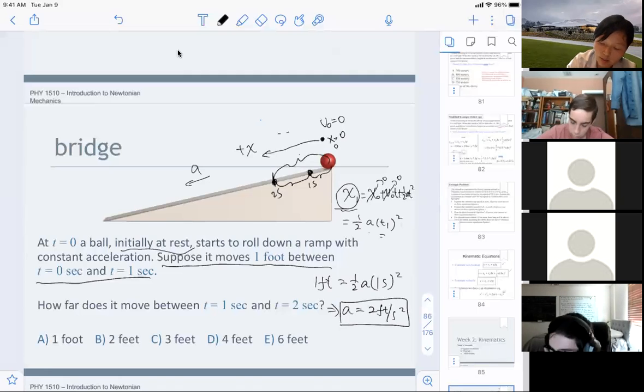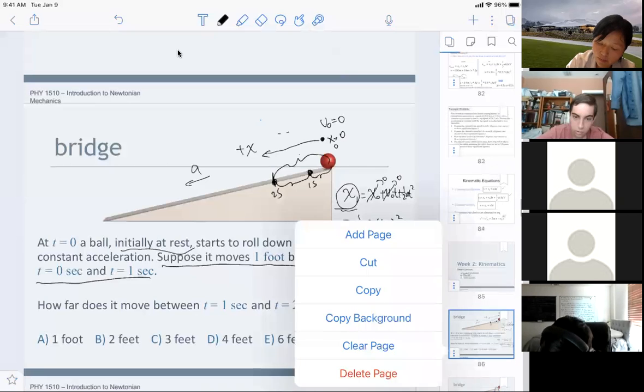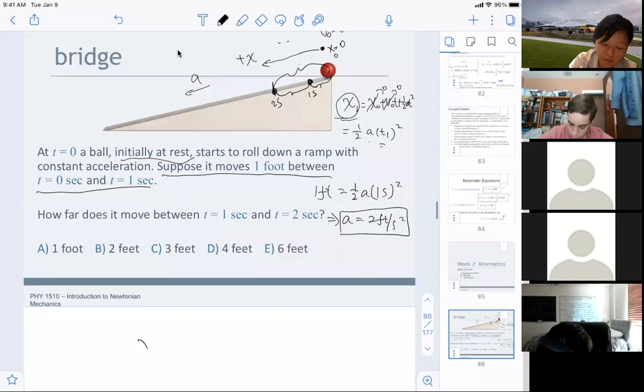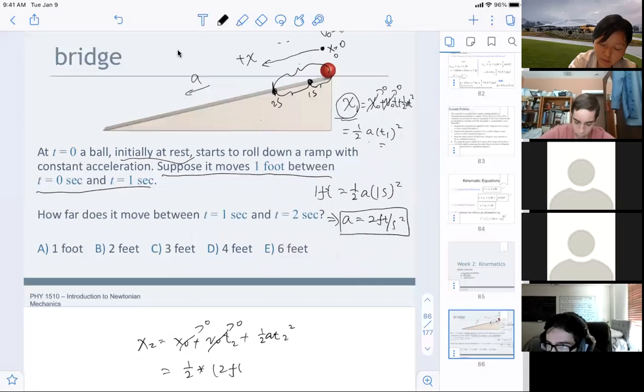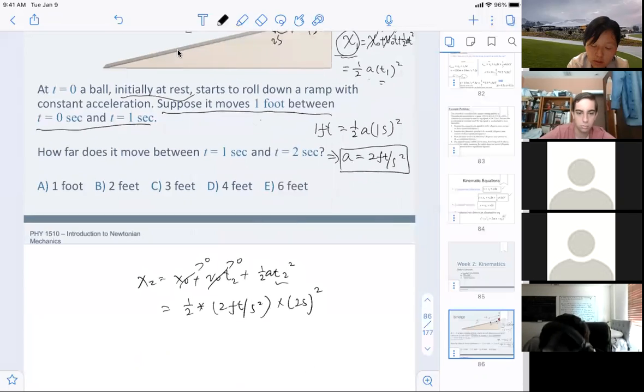So I'm going to do x2 equals x0 plus v0 t plus 1/2 a t2 squared. Okay, so I'm going to plug in 2 feet per second squared and multiply that by 2 seconds squared. So this becomes 4. So I get 1/2 and 2 cancels. I get 4 feet as the total distance it traveled from 0 seconds to 2 seconds.